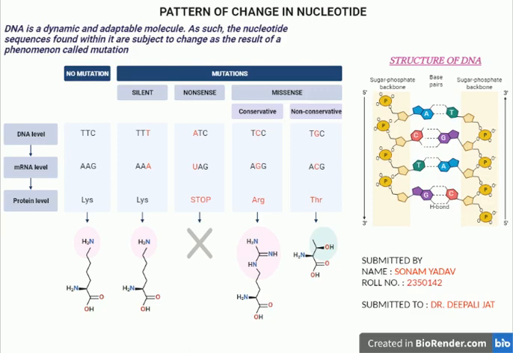So first of all, we know what a nucleotide is. A nucleotide is the basic building block of nucleic acid. A nucleotide consists of a sugar molecule, either ribose in RNA or deoxyribose in DNA, attached to a phosphate group and a nitrogen-containing base. The bases used in DNA are adenine, cytosine, guanine and thymine.